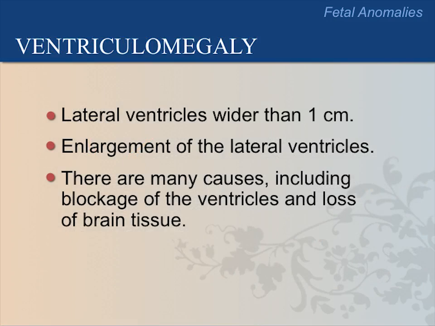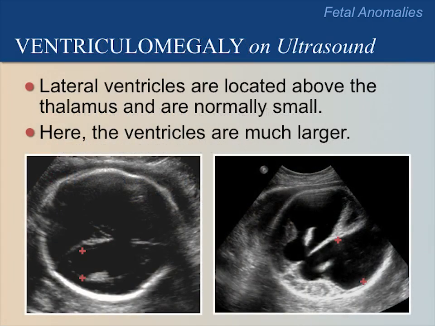With the condition called ventriculomegaly, the lateral ventricles become enlarged and wider than 1 centimeter in size. This can be caused by a blockage in the ventricles or by a loss of brain tissue. There are other causes as well, such as infection. Lateral ventricles are located above the thalamus and are normally small. In these images, the ventricles are much larger than 1 centimeter, which we call ventriculomegaly.